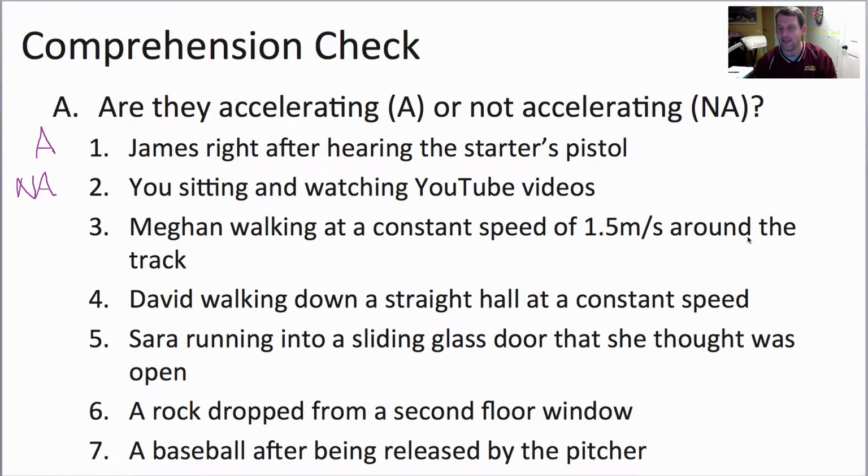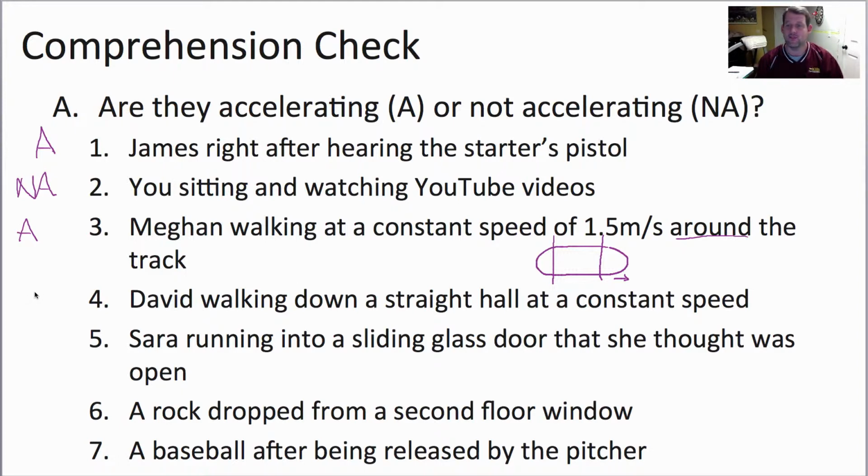It's the around the track that gets us. So we can see that she's not speeding up or slowing down, but she is turning as she goes around the track. In fact, tracks are typically shaped with straight stretches and then curves. So during this part of the walk, she's accelerating around the curve. The straight part, she's not accelerating, and then accelerating around this part of the curve as well. So on this one, you could say accelerating and not accelerating. I'm going to put accelerating down because she's going around.